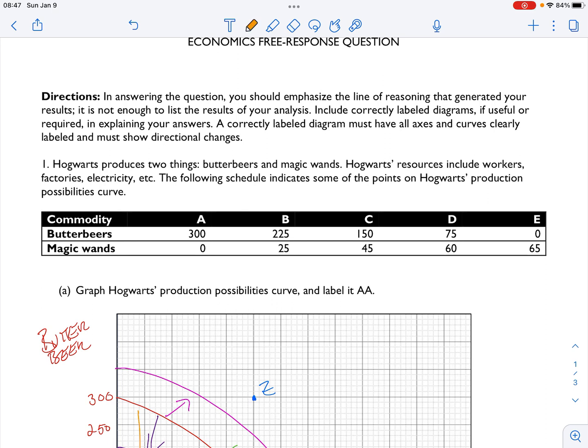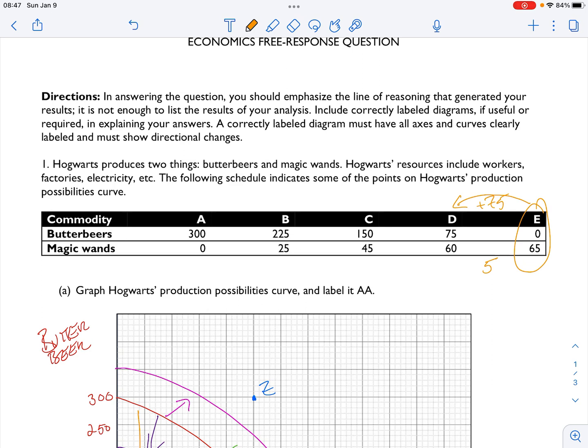So let's start at point E when we are producing 0 butterbeers. When we move from point E to point D, we're going to gain 75 butterbeers. To get those 75 butterbeers when we move from E to D, we have to give up 5 magic wands. That doesn't show us anything yet. Let's look at what happens.